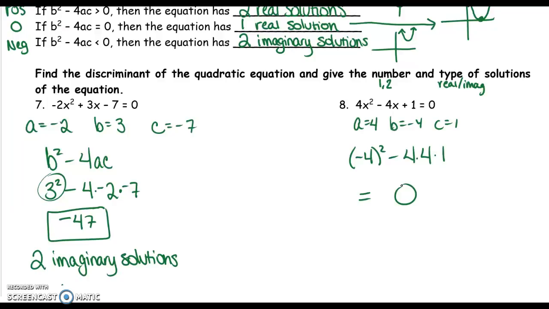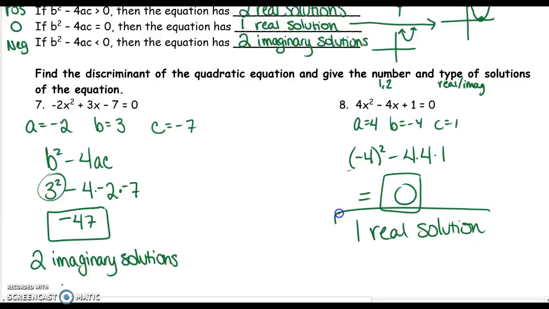If you're plugging in a negative number and squaring it, that negative number should be in parentheses. Otherwise, do that part in your head. Negative 4 squared is 16, so punch in 16 minus 4 times 4 times 1. You should get 0. What does a discriminant of 0 mean? 1 real solution. All right, let's turn the page and use some real-life quadratic formula problems.